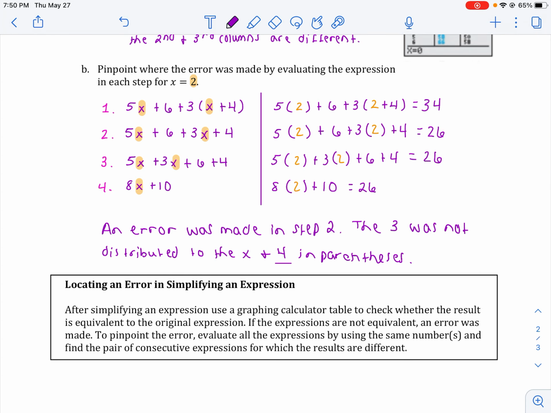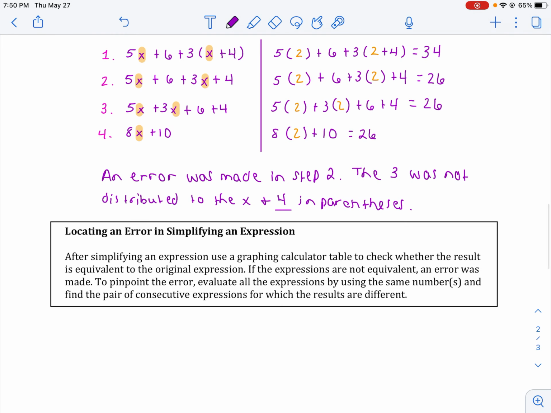After simplifying an expression, make sure you're using your graphing calculator table to check whether the result is equivalent to the original. We did that in 4.1 and now in 4.2. If the expressions are not equivalent, an error was made. To pinpoint the error, evaluate all of the expressions by using the same number. In the previous example, we used 2, but you can pick any number. And find the pair of consecutive expressions for which the results are different. So on our example from step 1 to step 2, those results were different. That's how we knew we made an error there.